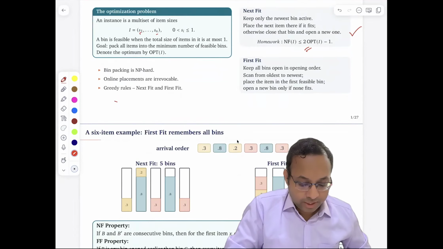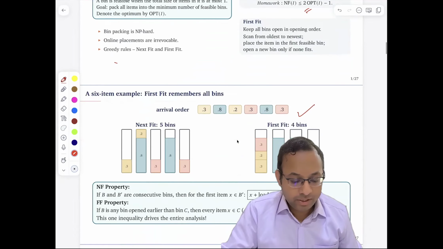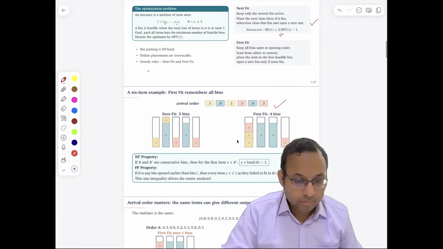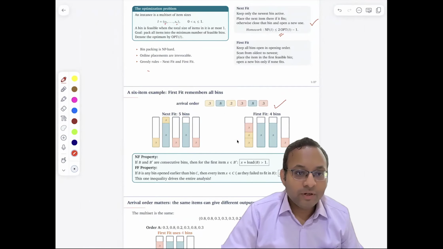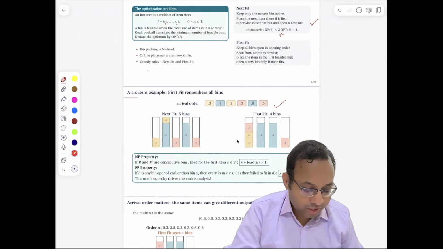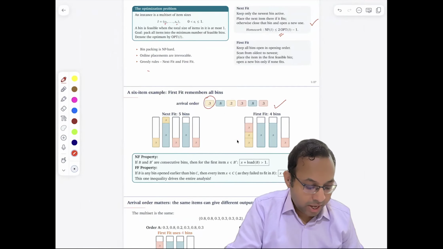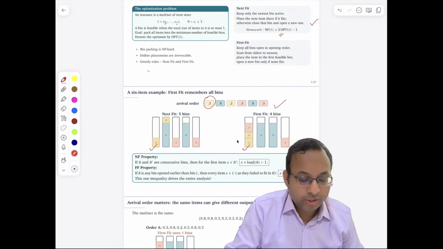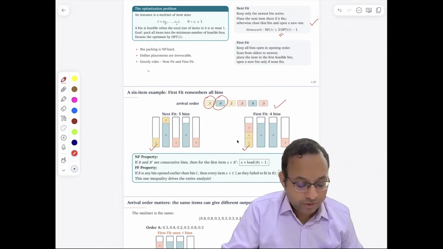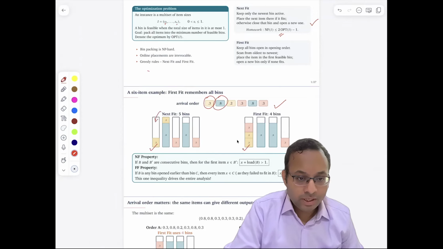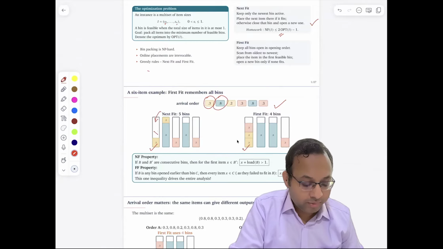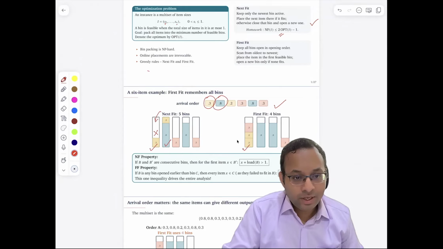So think of there being 6 items which appear here, and we'll see how next fit and first fit pack them. First 0.3 comes, and you open a new bin and put 0.3 in it in both cases. Next 0.8 comes. In next fit, you try to put it in the first bin, you're not able to, so you close this bin and open a next bin and put 0.8 there, and the same thing will happen in first fit as well.